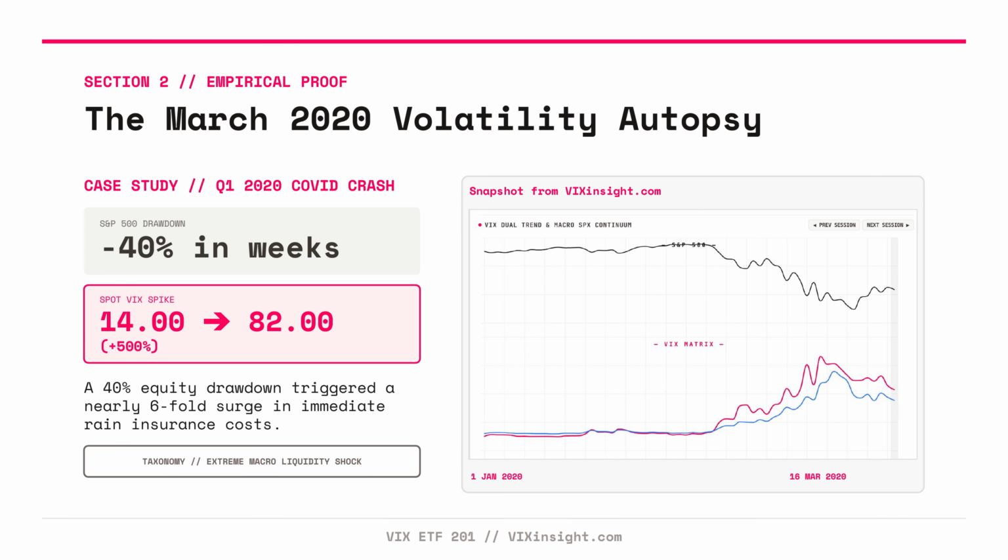To see how this works in the real world, let's look at the first quarter of 2020 during the COVID crash on our VIXinsight dashboard. During that panic, the S&P 500 fell roughly 40% in just a few weeks. Meanwhile, our instant umbrella price, the Spot VIX, exploded from 14 all the way to 82. That is an almost six-fold increase in the price of rain insurance.